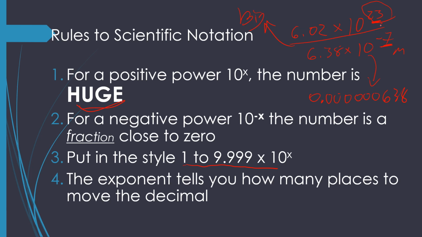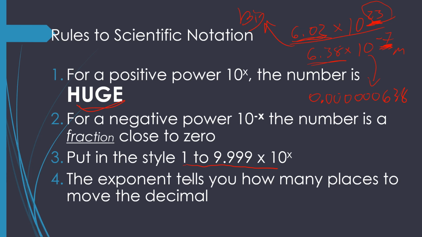That's because the power of 10 is telling you which way to move the decimal point. Scientific notation is always going to be between 1 and 9.9999. So notice this number here and this number here, I put them both at 6. They are always going to be between 1 and 9.999, and the exponent is telling you how many places to move the decimal.